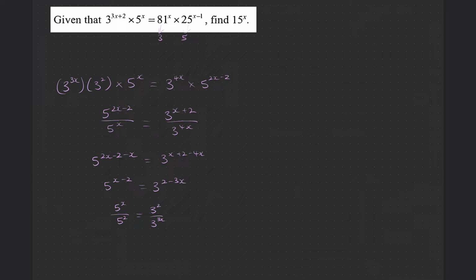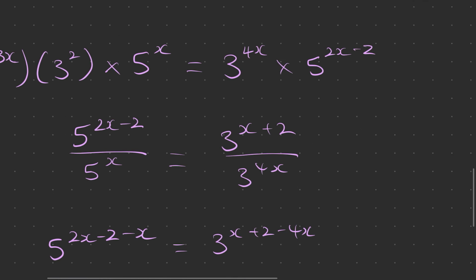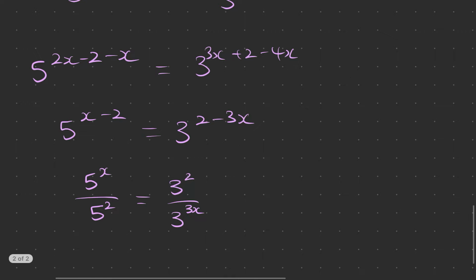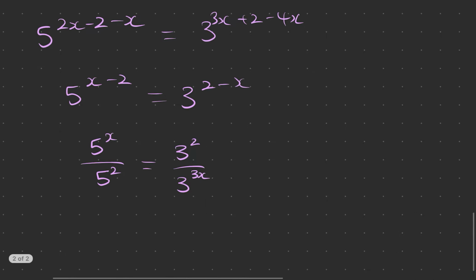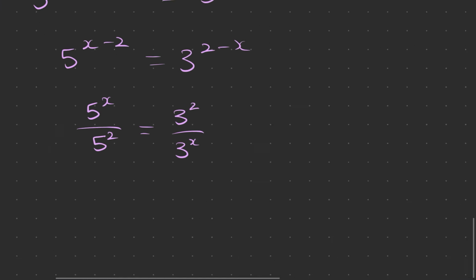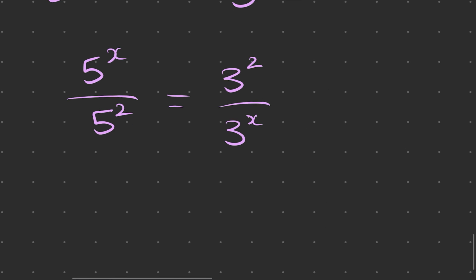Okay. Oops, I think I might have missed out a 3. Yeah, I missed out a 3. My apologies. So it won't be 3x, it'll be minus x. My bad. Okay, so I missed out a 3 on one of the powers. So my apologies. It should be like this now.